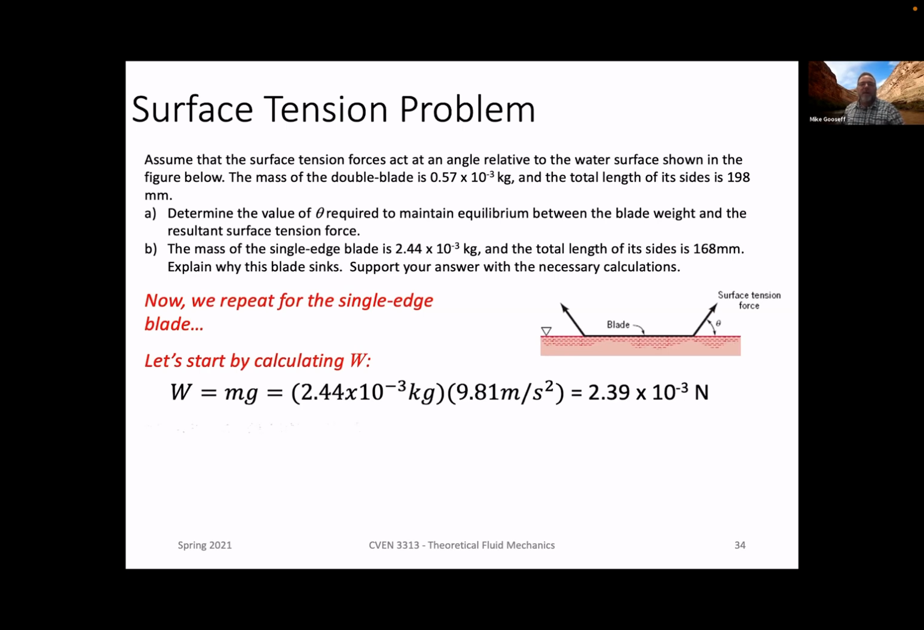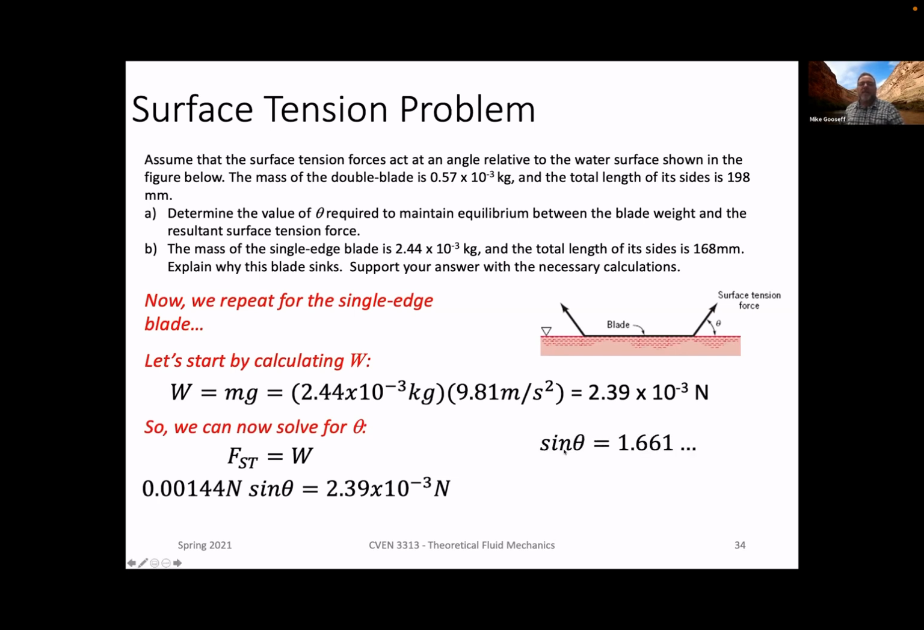Then if we take it a step further and solve for theta again, remember we're still going to use the same representation for our surface tension force. In this case, we basically keep that left-hand side. The right-hand side now becomes this. And when we divide those two, we get a ratio now of sine theta equal to 1.661. Uh-oh. Does anybody see a problem with that?